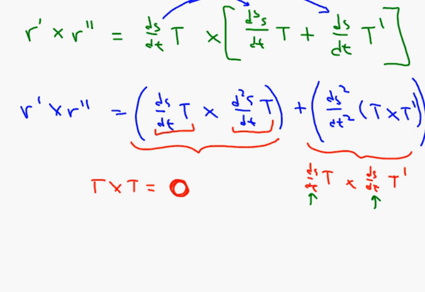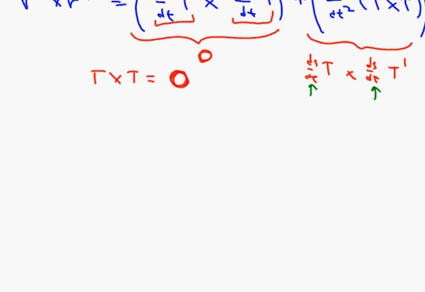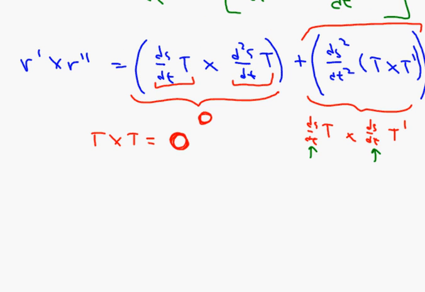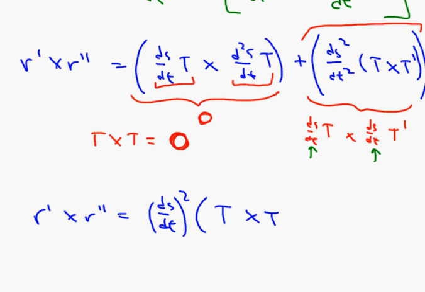But if you took this product, this zero vector, and added it to another vector over here, you would just get the vector that's over here on the right. So this expression reduces quite a bit. You end up with r prime cross r double prime equals (ds/dt) squared times T cross T prime.